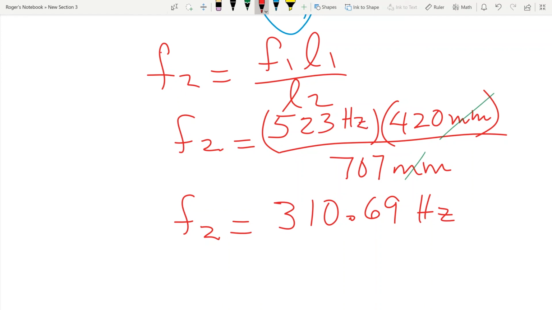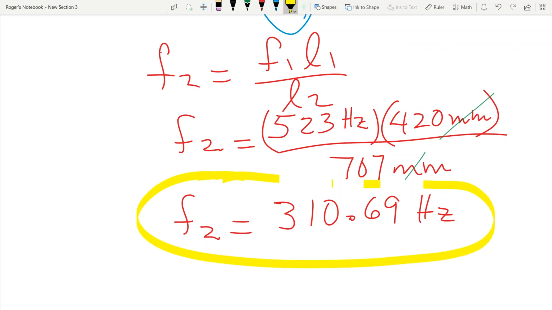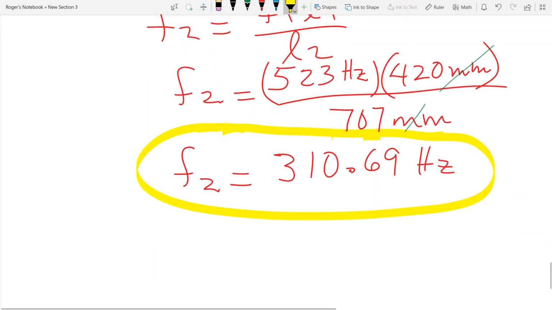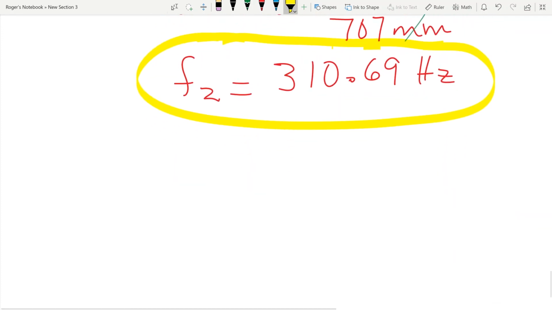A hertz is a cycle per second. One complete cycle of a wave in every second. So one cycle of a wave per second is 1 hertz, and this is 523 cycles per second, and the second wire has 310.69 cycles per second. So that's your answer. Here we go. 310.69.